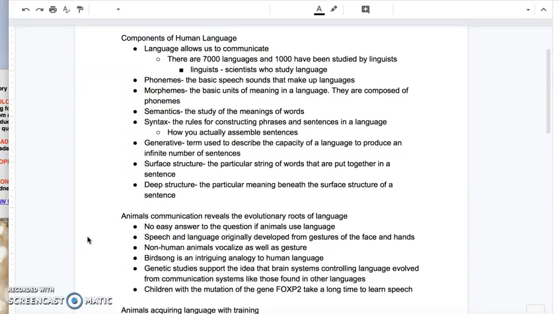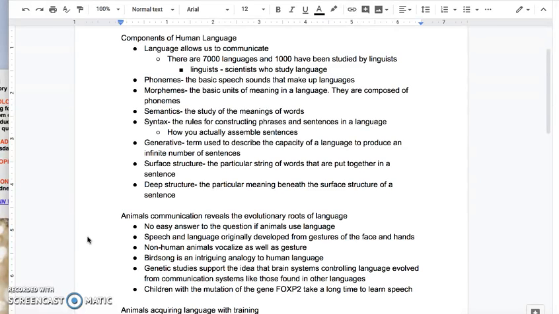So chapter 10 is all about language and cognition. The first thing we'll talk about is the components of human language. The first thing is that language allows us to communicate, and there are about 7,000 languages, and over 1,000 of them have been studied by linguists. Linguists are scientists who study language.